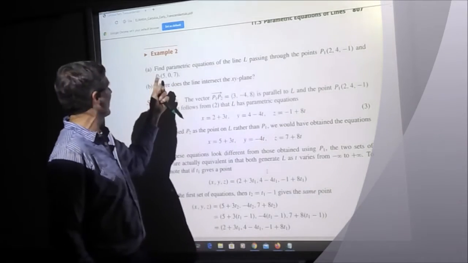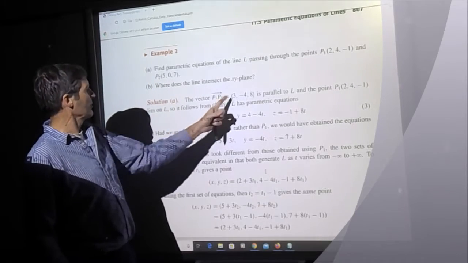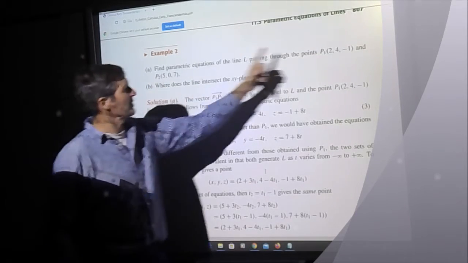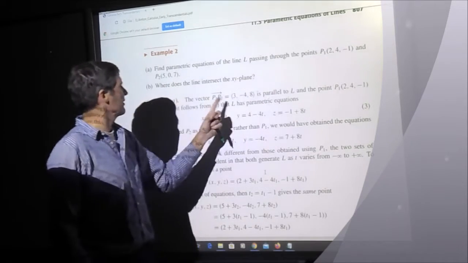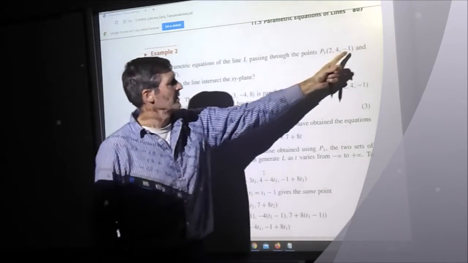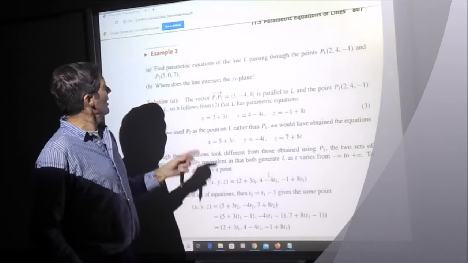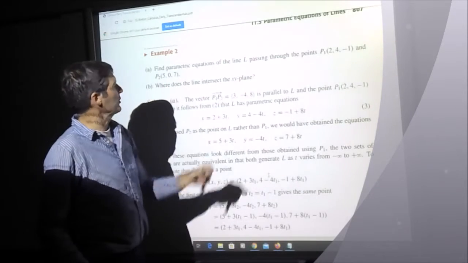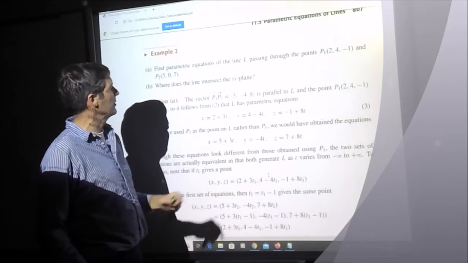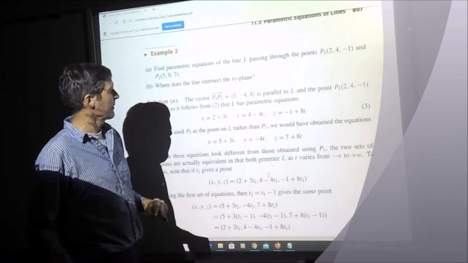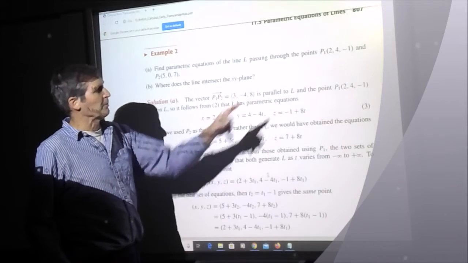2 minus 5 is, let's do it the other way. 5 minus 2 is 3. 0 minus 4 is negative 4. 7 minus a negative 1 is 8. When you subtract the coordinates, P2 minus P1, that gives you the vector in the direction from P1 to P2. That's this notation. Now I have a vector parallel to the line.